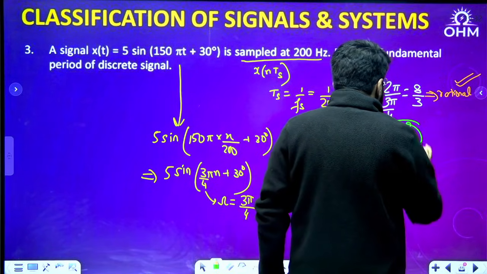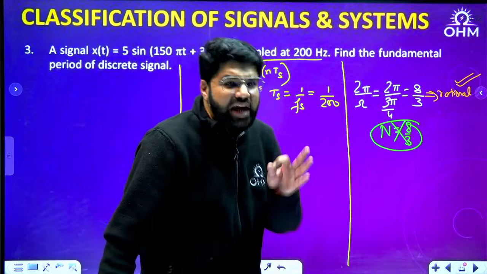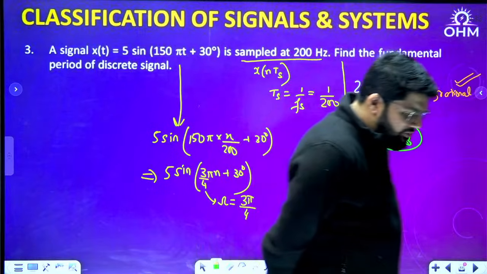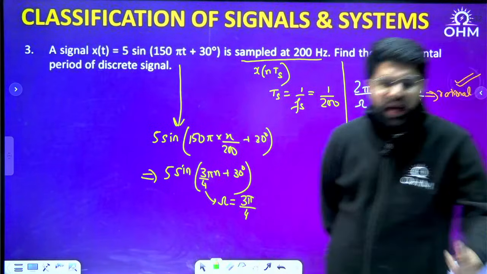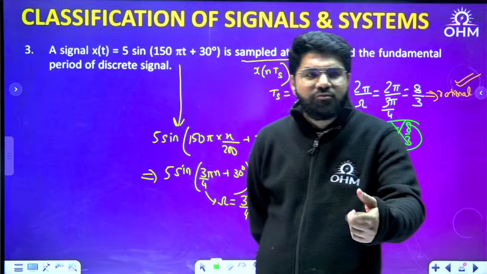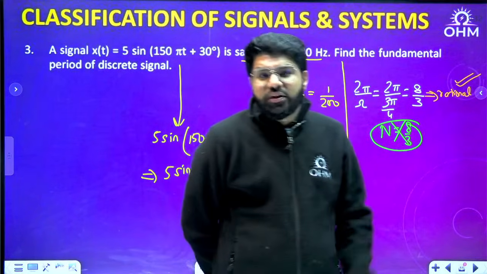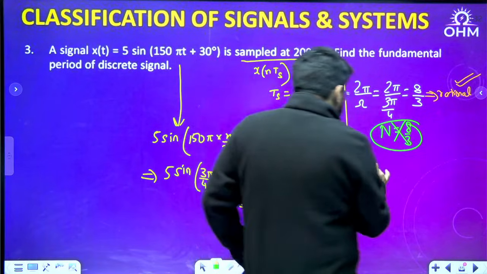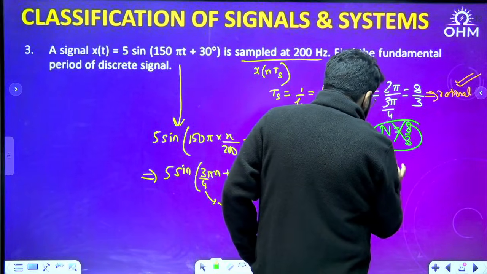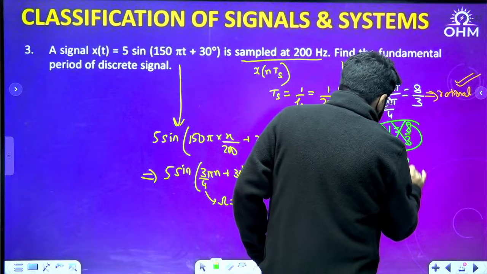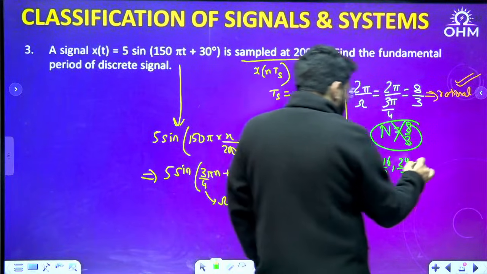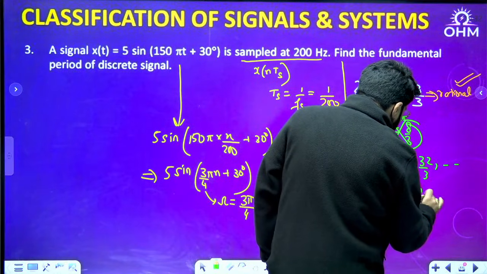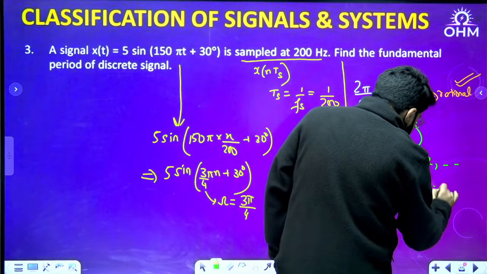The time period still cannot be 8 by 3 because the time period, as I told you, has to be an integer. But what is the logic I told you? If the value of the signal repeats after n, it will repeat after 2n, 3n, 4n, 5n, 6n, etc. So if the value of this signal repeats after 8 by 3, it will also repeat after 16 by 3, after 24 by 3, and if I take multiples, after 32 by 3, etc. 24 by 3 is 8, which is an integer.